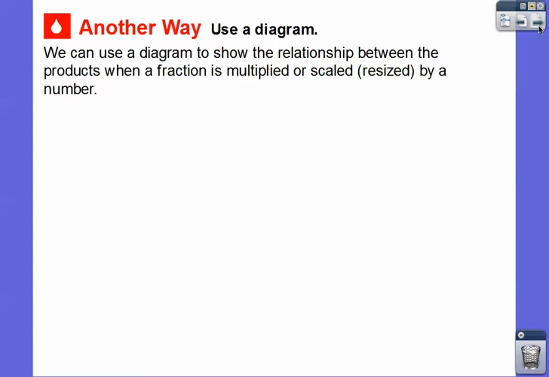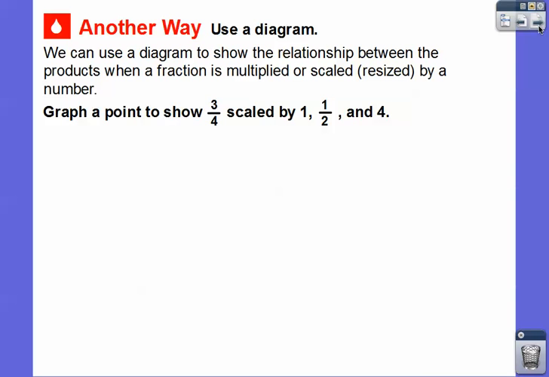Okay, so another way is we can use a diagram to show the relationship between the products when a fraction is multiplied, or scaled, or resized, by a number. Here we're going to graph a point on a number line to show 3/4 multiplied by 1, which means scaled by 1, scaled by a half, and then scaled by 4. So we're going to do 3/4 times 1, 3/4 times a half, and 3/4 times 4 using number lines right here.